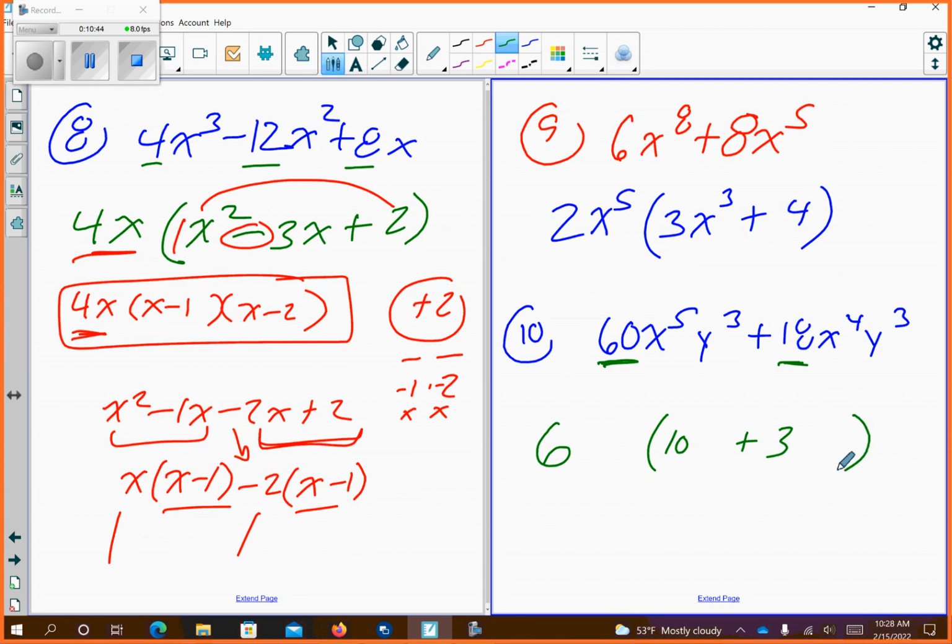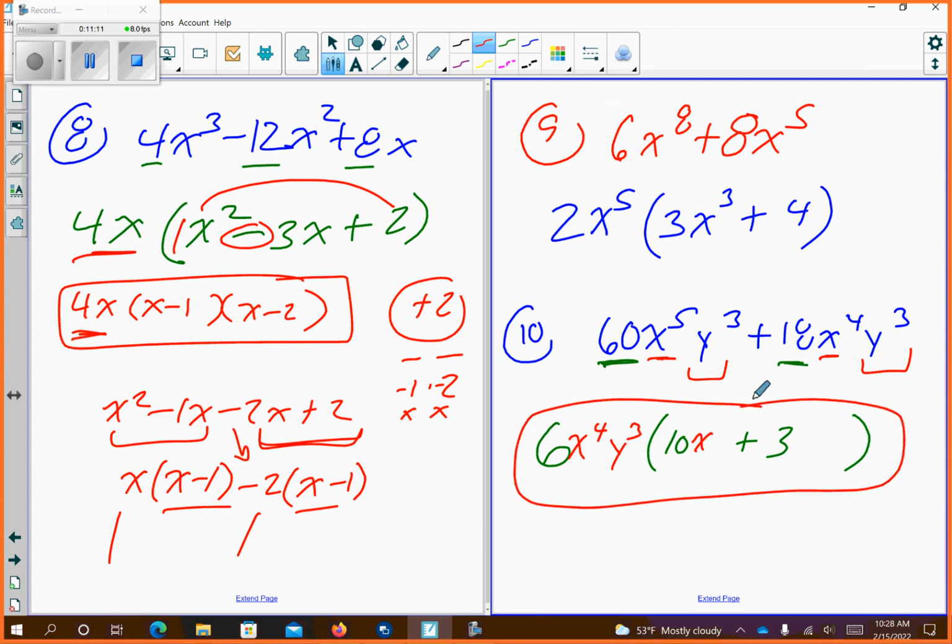Okay, I'm not done with the problem yet. How many x's can I factor out between those two? 4 of them. So I get 6x to the 4th. If I factor x to the 4th out of x to the 5th, I'm left with just a single x. There's no x left on this one because I factored them all out. What's the maximum number of y's I can factor out between those two? 3. If I factor them out of both, there's no longer left. Now it kind of looks like a weird spacing, but that's our answer.